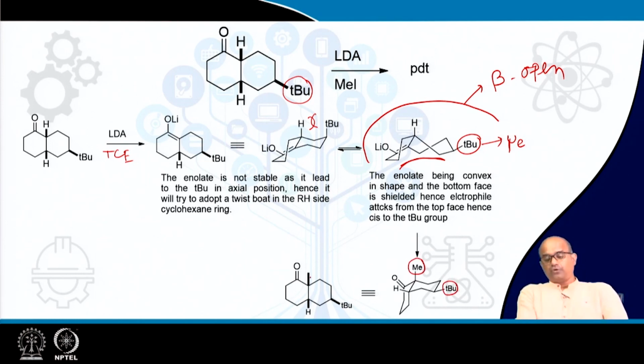So, it is not always necessary that the tert-butyl and methyl should be anti to each other, because usually we said that tert-butyl is above, so methyl should be anti, but it all depends on the ground state conformation of the starting material. You need to draw the energy minimized structure and then try to draw the enolate and try to figure out how the incoming electrophile approaches from which face, which is easily available.